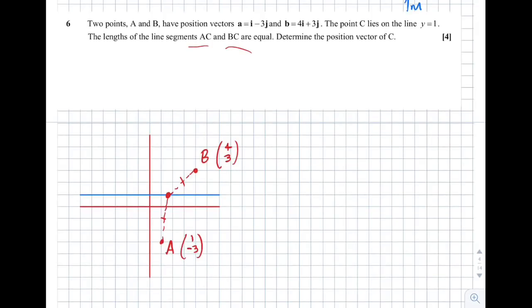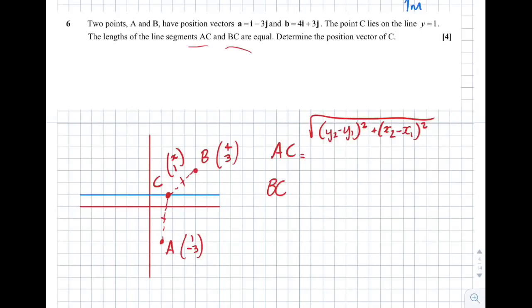So now I do know about C that its y coordinate is 1. I'm just going to call its x coordinate x, and then we'll see if we can come up with some equations to help us find x. So now the information we know is the distance from A to C and B to C are equal. So let's see if we can write down what those two distances are. Now I'm going to use the formula for distance, which is y2 minus y1 squared plus x2 minus x1 squared.